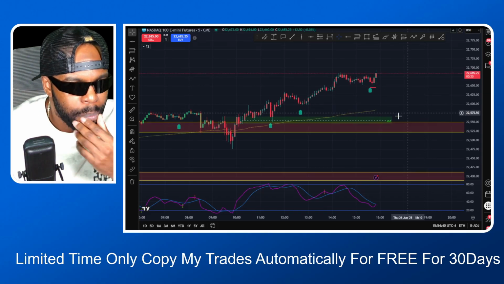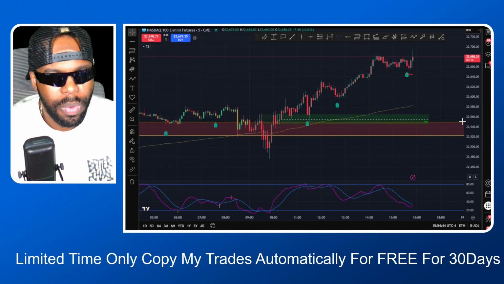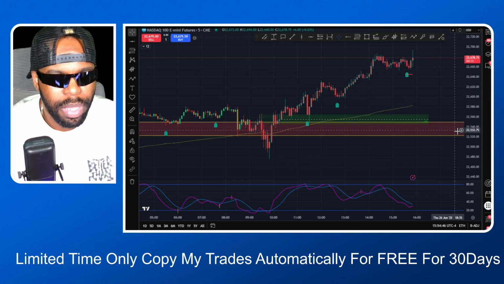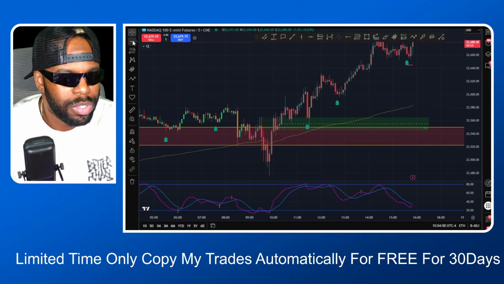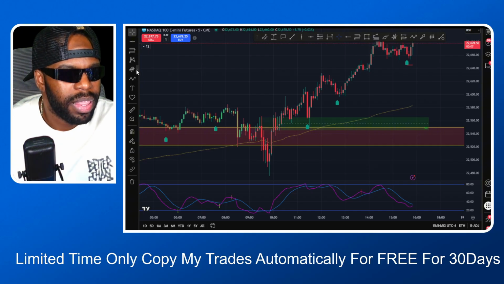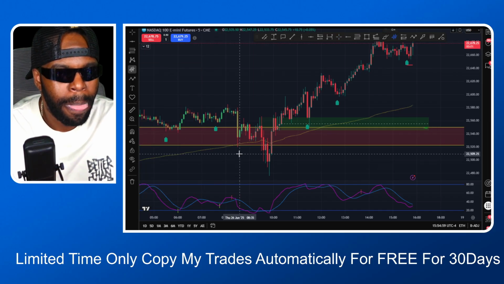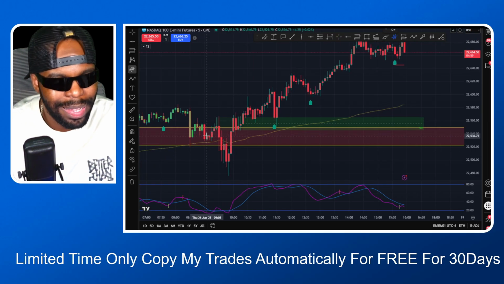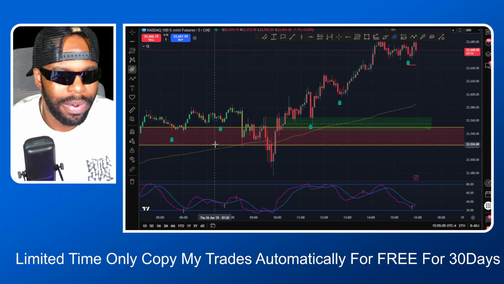After I draw my zones on the 1 hour, I also want to add my anchor VWAPs. How to get that VWAP? All you got to do is go 1, 2, 3, 4, 5 levels down, and you will see the anchor VWAP tool under volume base. I got that favorited. I like to add these anchor VWAPs at certain times in certain areas.